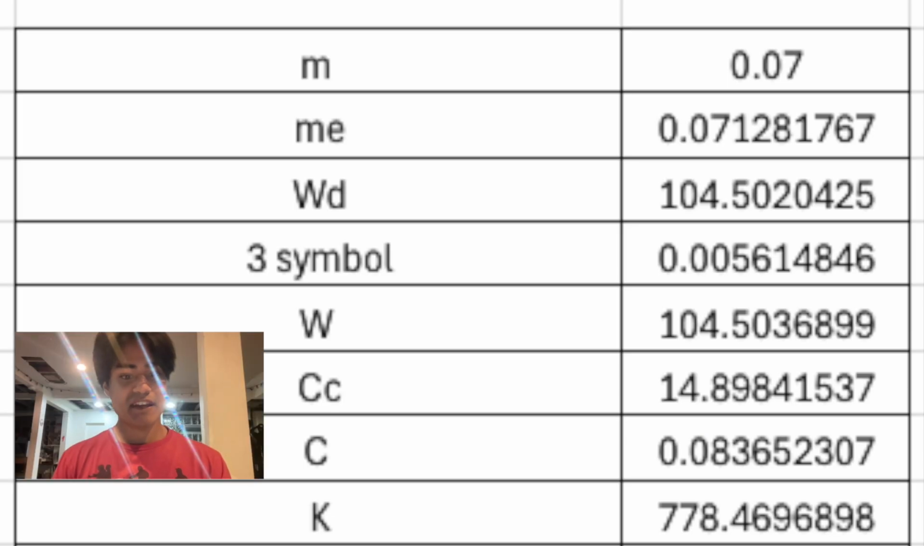To get to the meat and potatoes of the project, we had a damping ratio of 0.0056, a damping coefficient of 0.084 newton seconds per meter, and a stiffness of 778 newtons per meter from the graphs.